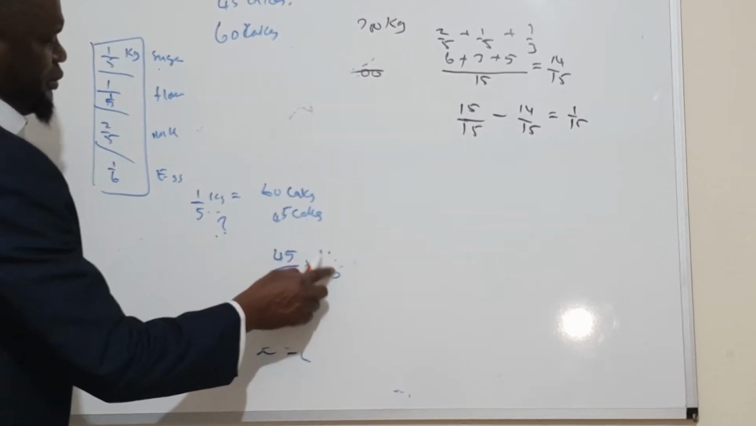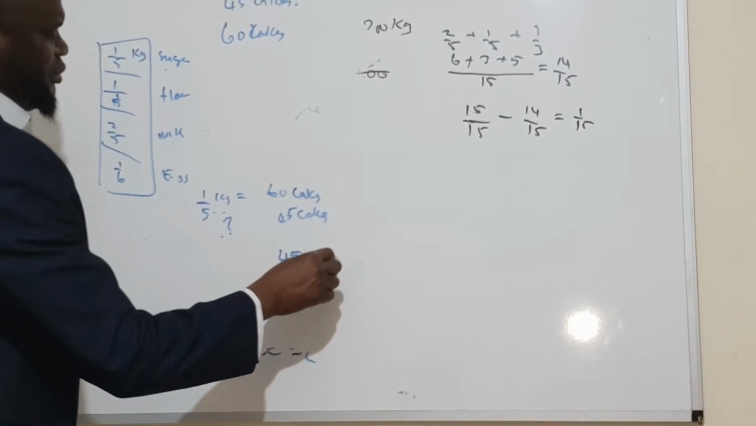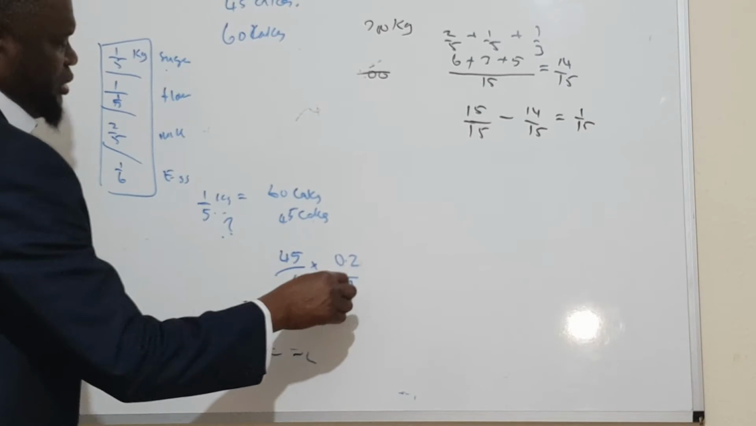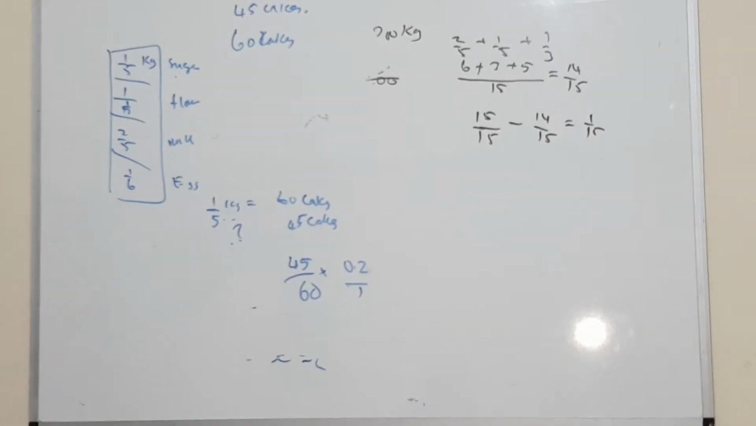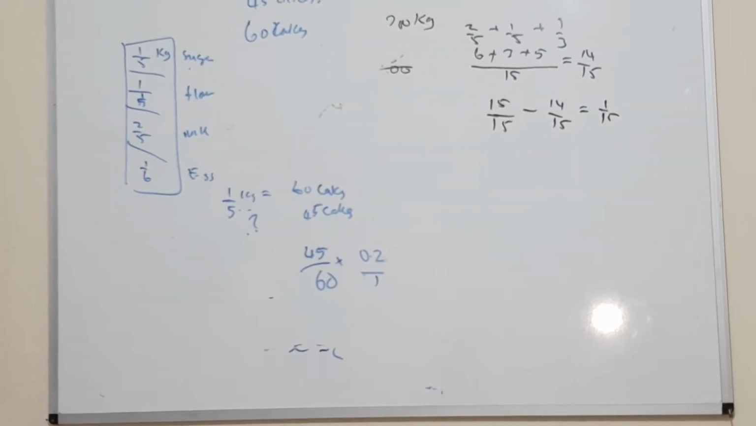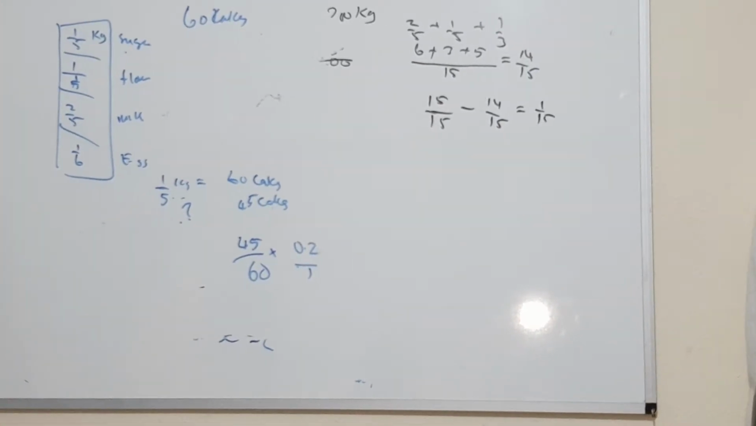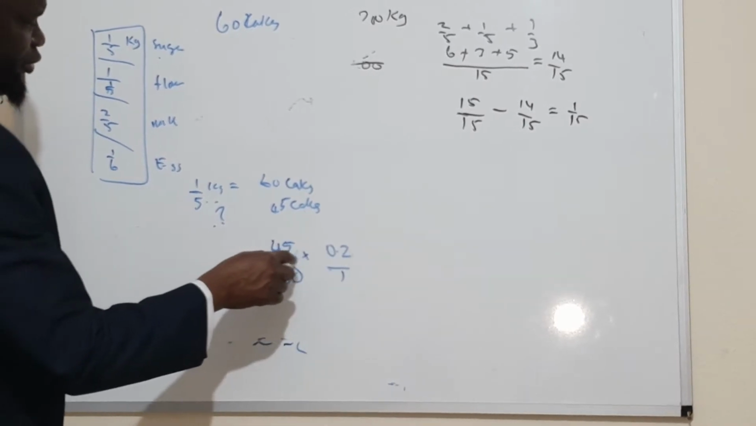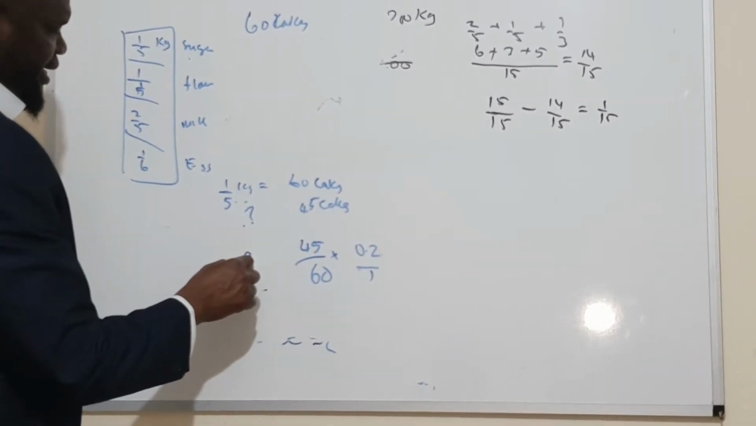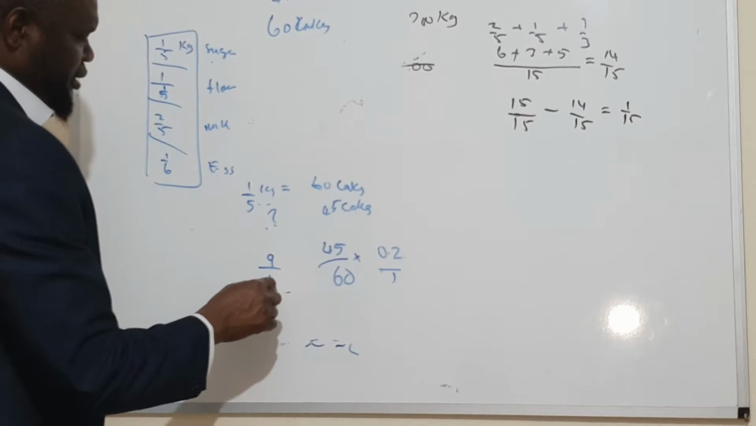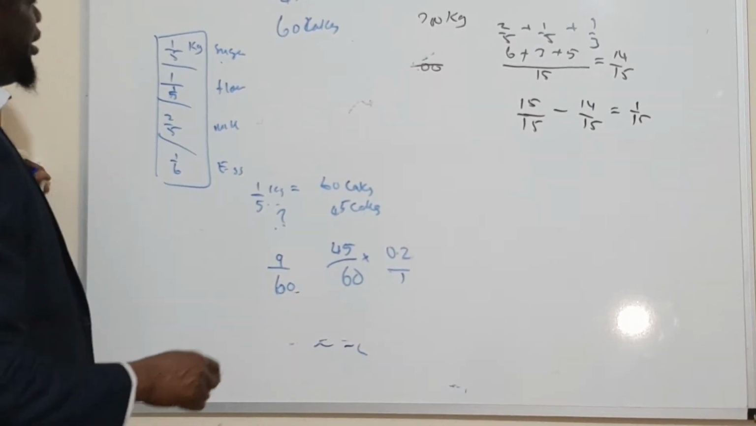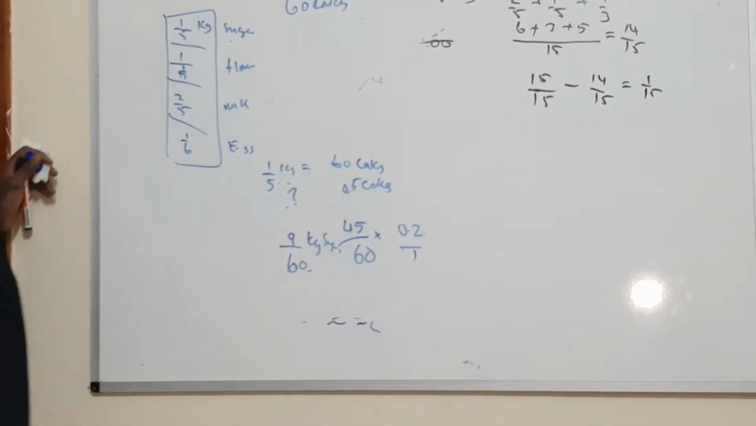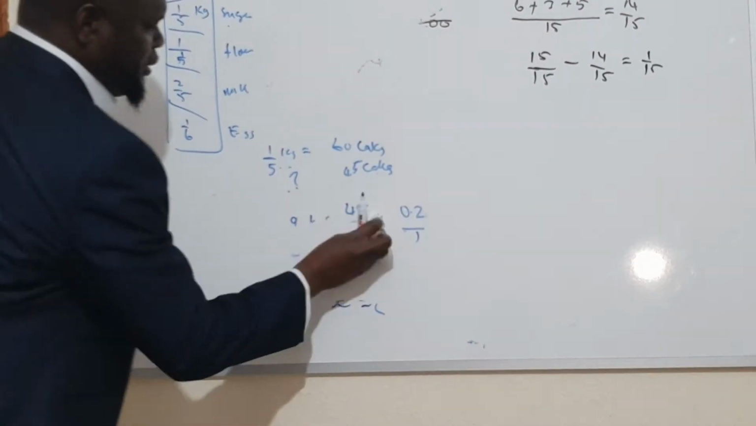1/5 over 1. Sorry, 1/5. We get 0.2 over 1. Okay? So 0.2 times this is 9/60. So you need 9/60 kilogram of sugar. 9/60 kilogram of sugar. Okay?